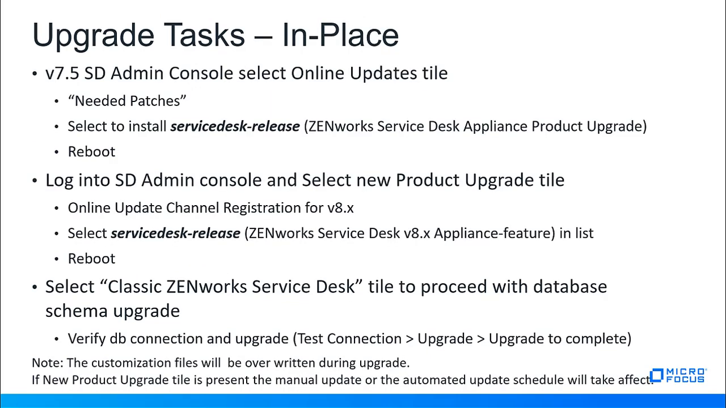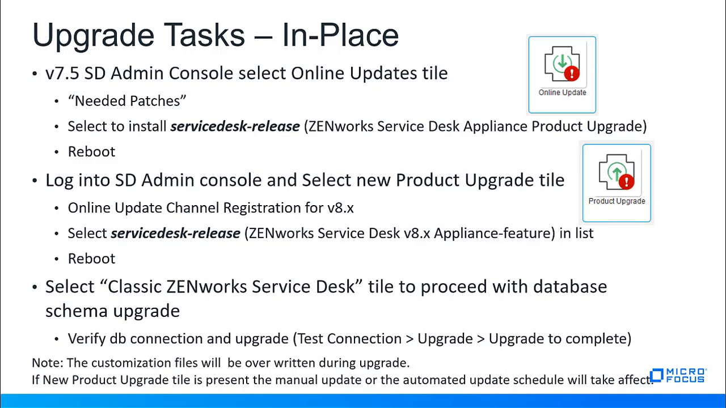Upgrade tasks in place is a little more streamlined, and it's all on the same appliance, mostly in the administration console. So in the administration console on version 7.5, you'll select the online updates tile. And then you'll select the needed patches, select to install the Service Desk release. In this case, it's version 8.1. You'll reboot. Then you'll log into the Service Desk administration console again. And you'll select the new product upgrade tile that is now present.